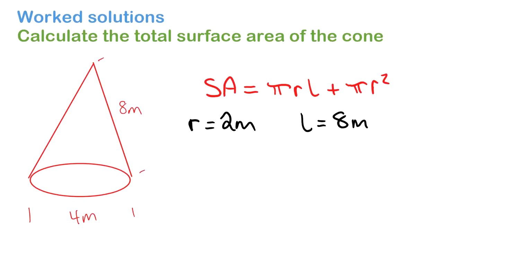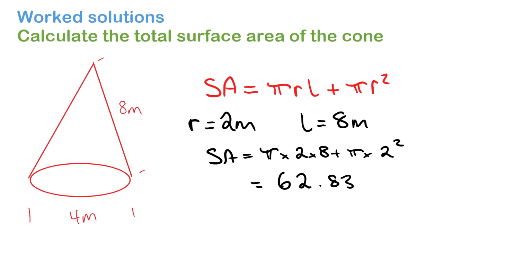Now that I've done that, I can substitute these values into my formula. And again, all that means is I'm replacing the letters with their number value. Pi times 2 times 8 plus pi times 2 squared. At this point, you can just put it into a calculator and you'll get 62.83. Now, remember, you need to make sure you're putting in units. We're dealing with meters here, and both are in meters, so that's good. So it's going to be meters squared, because remember, area is squared units.